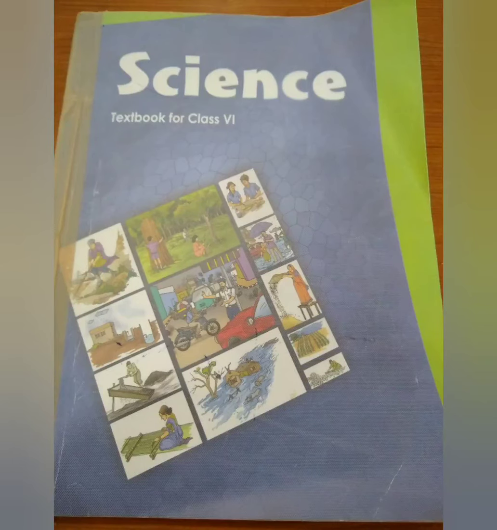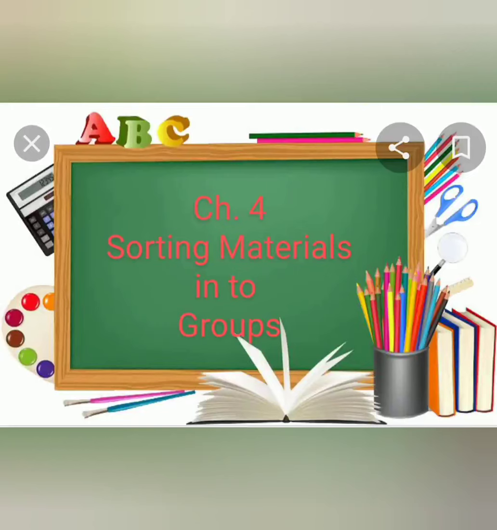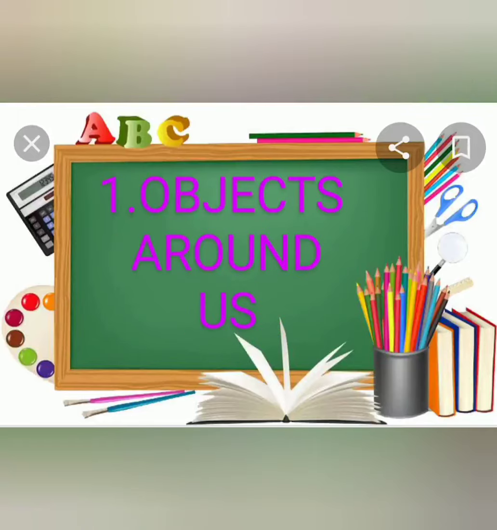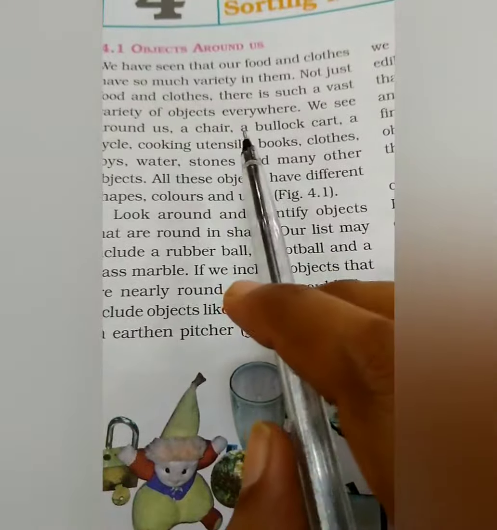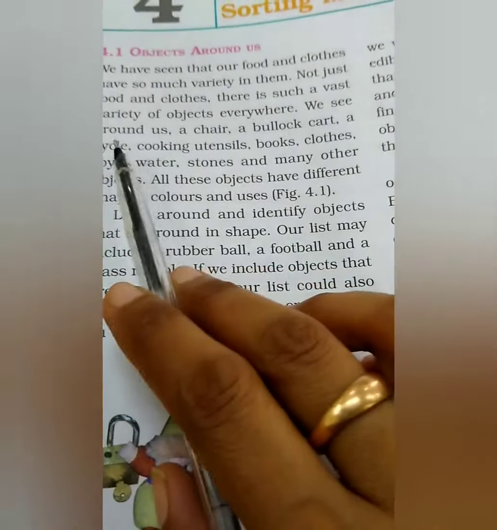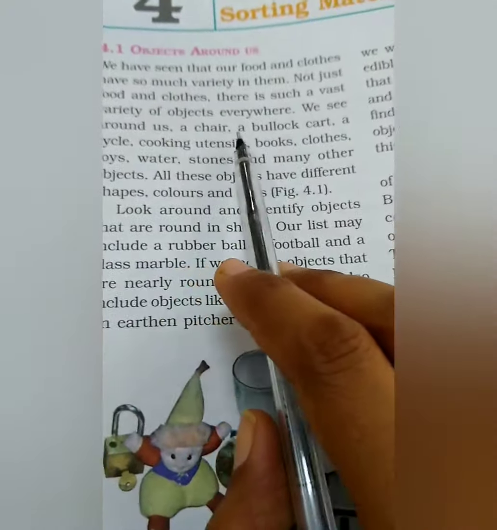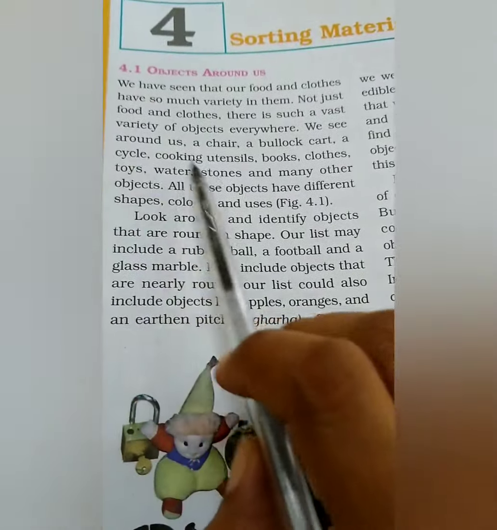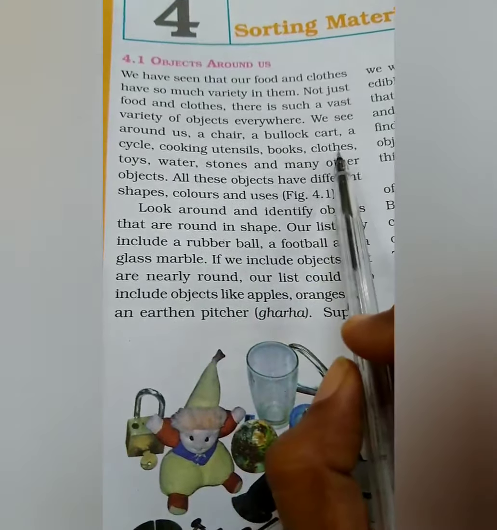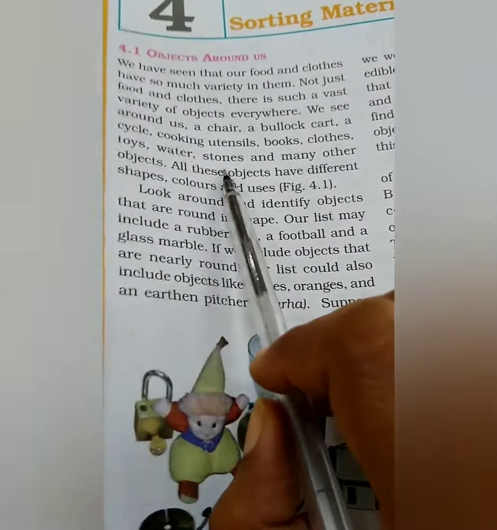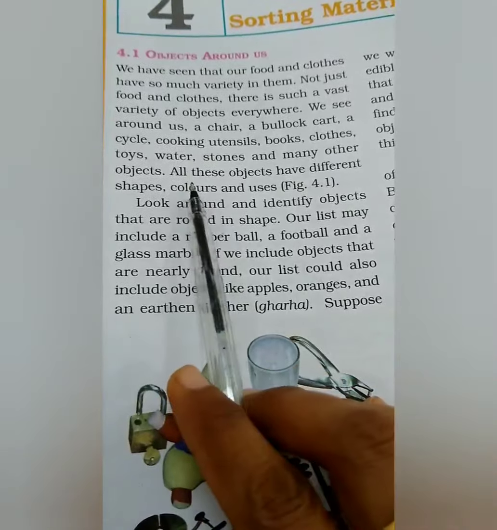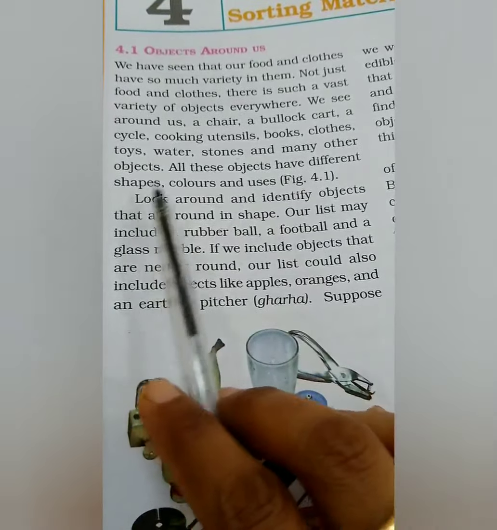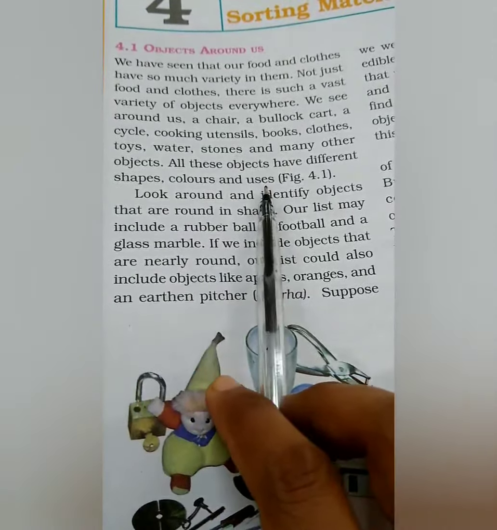In this video, we will do chapter 4, sorting materials into groups. In this, the first topic is objects around us. Children, there are many objects which we see around us, like a chair, a blackboard, a cycle, cooking utensils, books, clothes, toys, water, etc. All these objects have different shapes, colors, and uses.